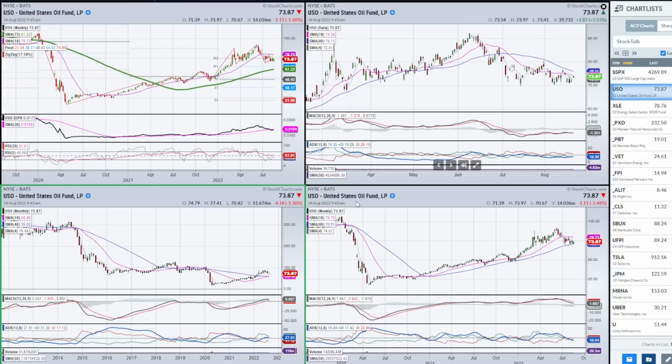Okay, let's get into the energy stocks. But first, we'll start with the USO, which is a pretty good proxy for the crude futures. So we've got a downtrend on the daily chart. Right? I mean, this is making lower highs and lower lows, but we can pretty clearly see that 70 is a really important level right underneath here.